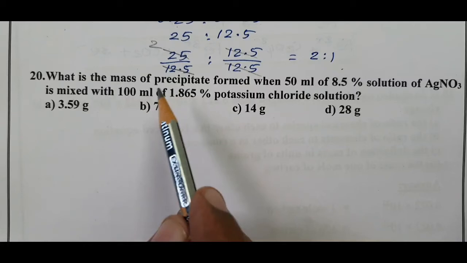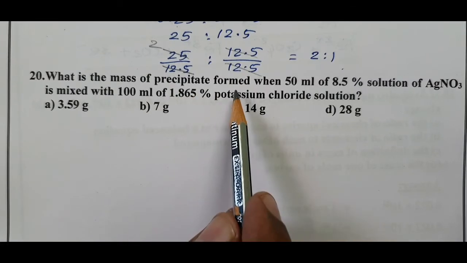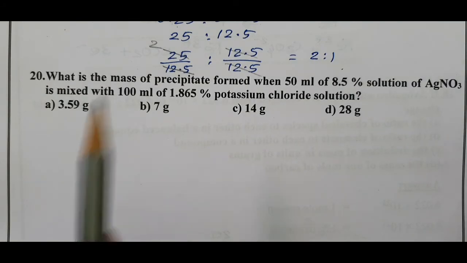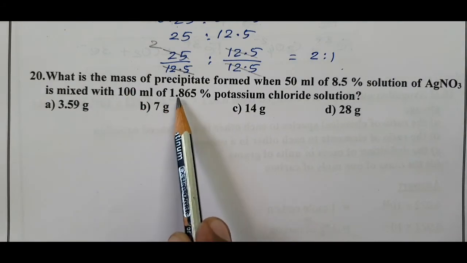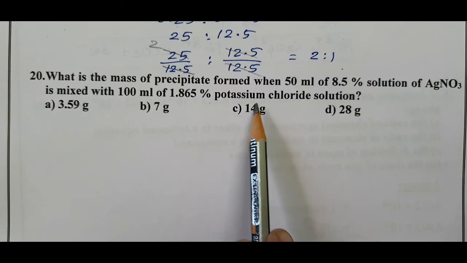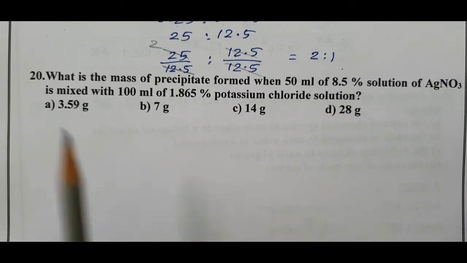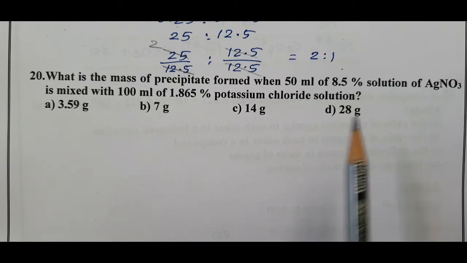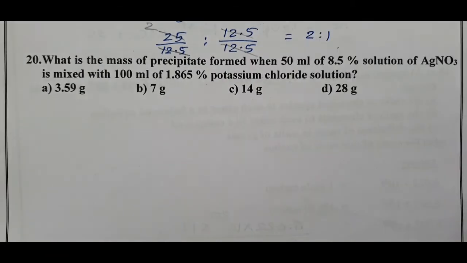What is the mass of precipitate formed when 50 ml of 8.5% solution of silver nitrate is mixed with 100 ml of 1.865% potassium chloride solution? The options are 3.59 gram, 7 gram, 14 gram, 28 gram.